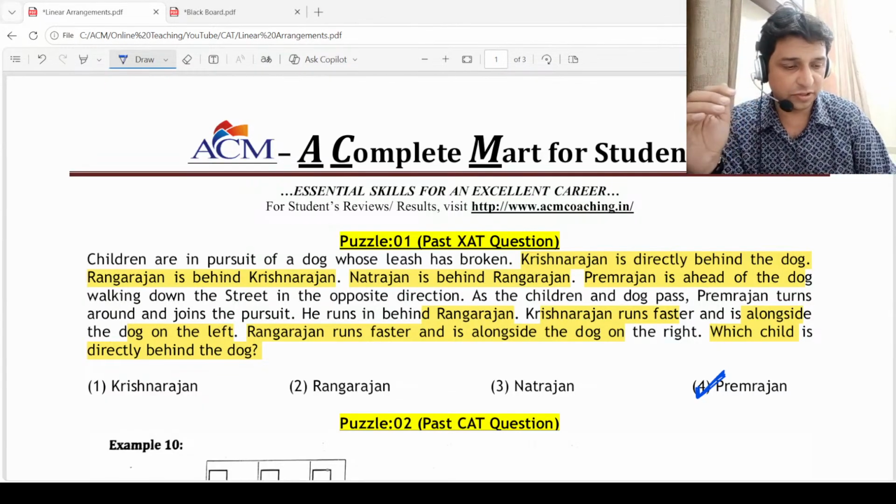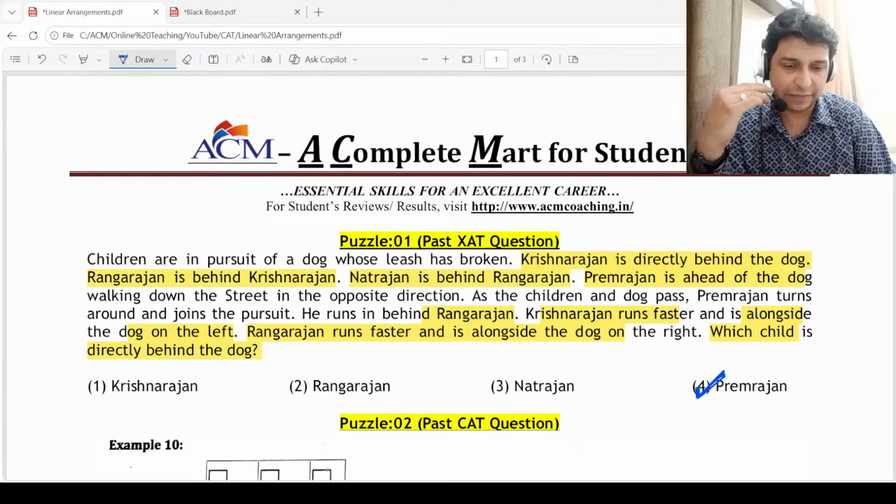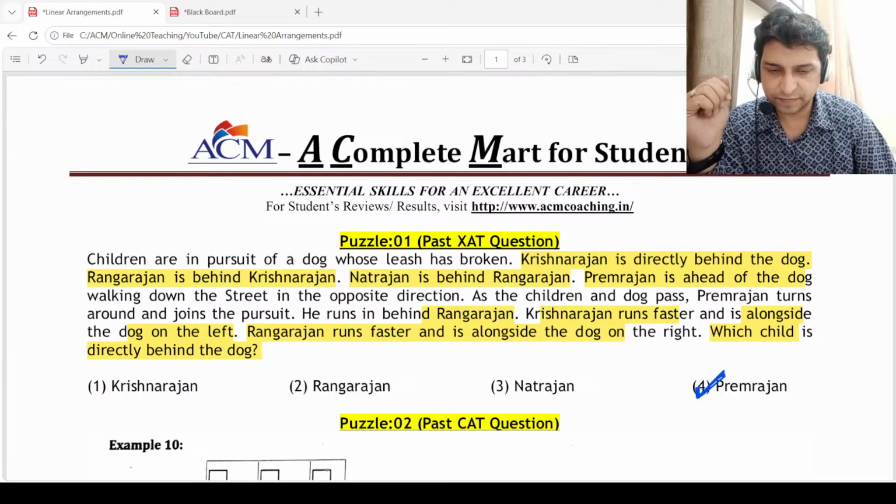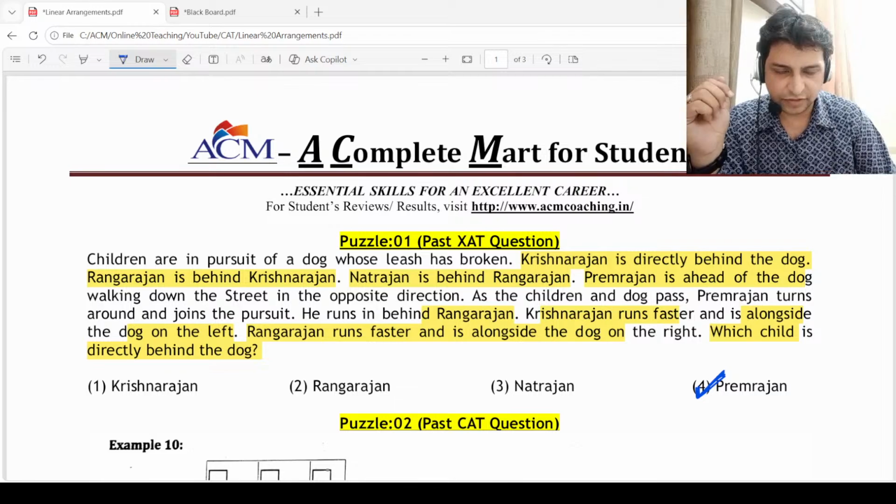In case of any doubts, you can ask me so I can take care of your doubts simultaneously while the class is running. Let's go for the next puzzle which we have here.